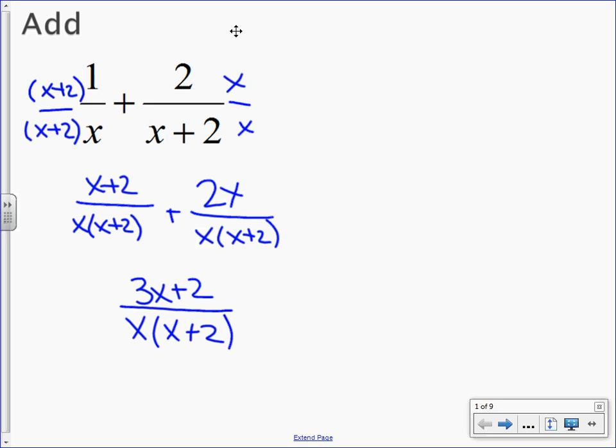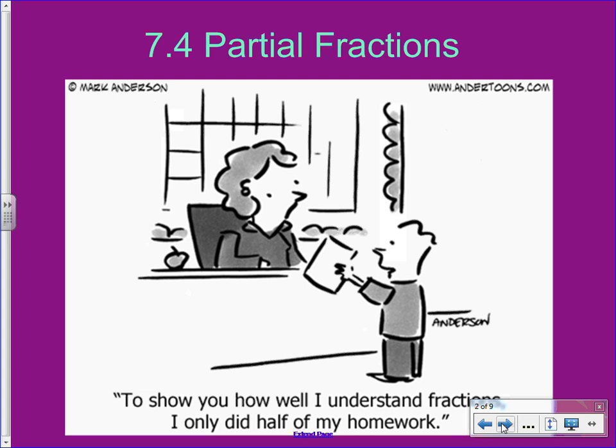Okay, what we get to do today is work from here to get back to the 1 over x plus 2 over x plus 2. That's our goal. Okay, so we took two fractions and we squished them together. What we're going to do is take a fraction and pull it apart. We're going to decompose it. Partial fraction decomposition is what we're doing.